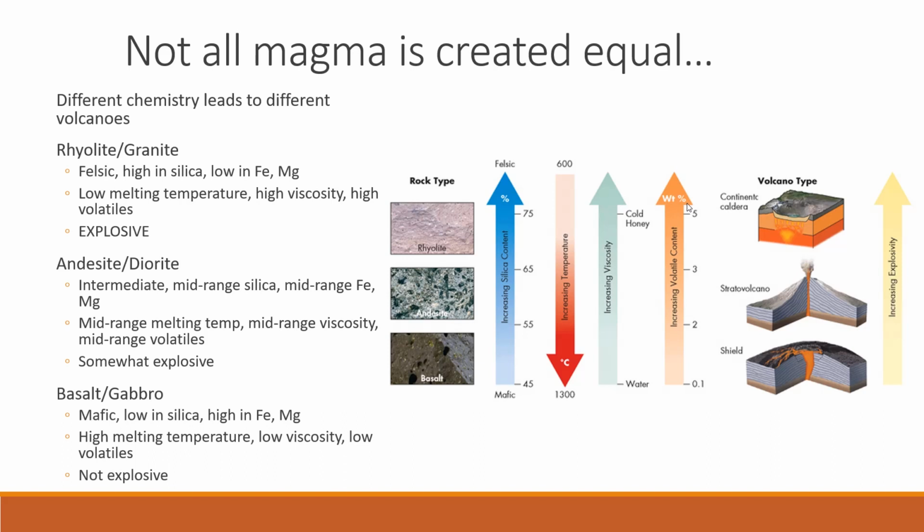Our intermediate compositions are andesite and diorite. The first word on all these is going to be your aphanitic rock. The second word will be your phaneritic rock, by the way. So andesite and diorite, there are intermediate magmas. They're called intermediate because they are mid-range silica. They are mid-range iron and magnesium. They are mid-range melting temperatures, mid-range viscosity, mid-range volatiles. They're right in the middle for everything. So intermediate just makes sense.